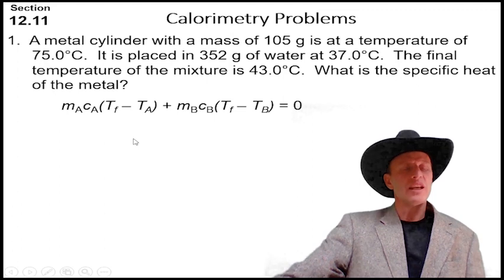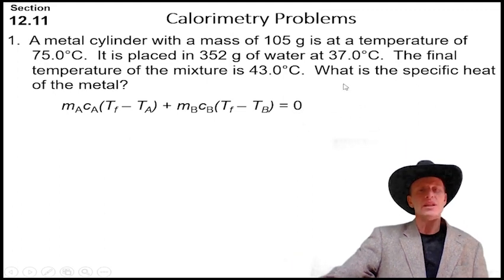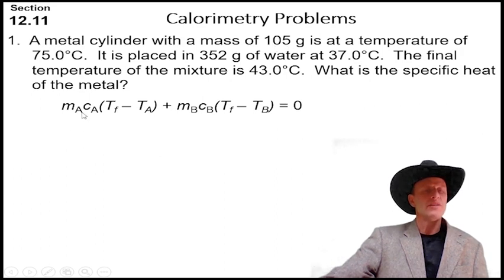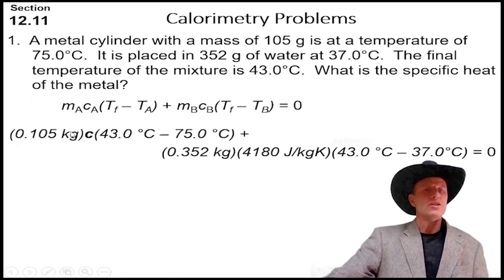So let's say on the left side is going to be the metal's properties. This is the mass of the metal, which is given to be a metal cylinder, 105 grams. So kilograms would be 0.105. This is the specific heat of the metal, which is what the question is asking for. That'll be the unknown. This is the final temperature of the metal, which is the one data that is shared between both terms. So this is 43, and the beginning temperature of the metal, which is 75. So throw in those numbers and the unknown.